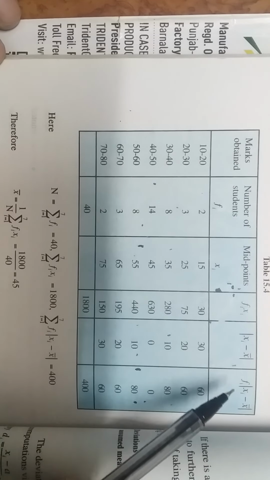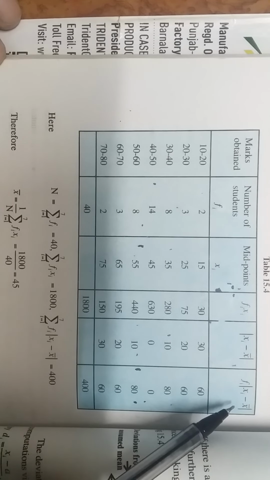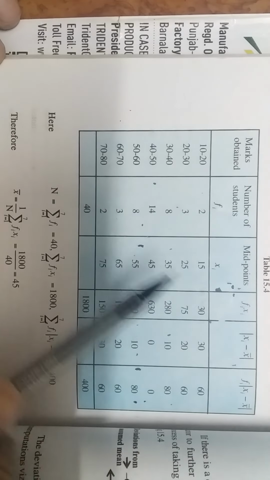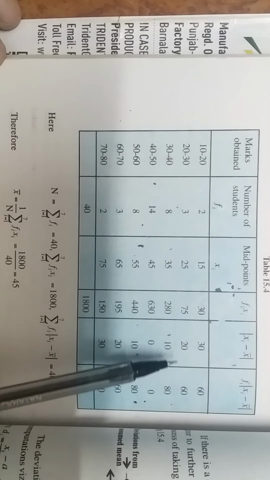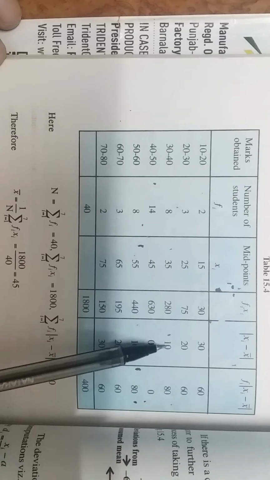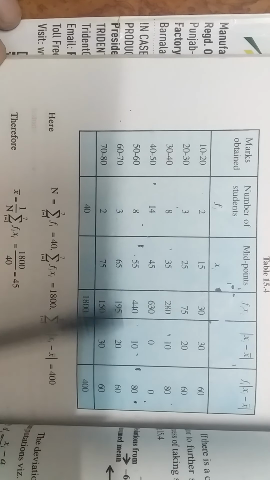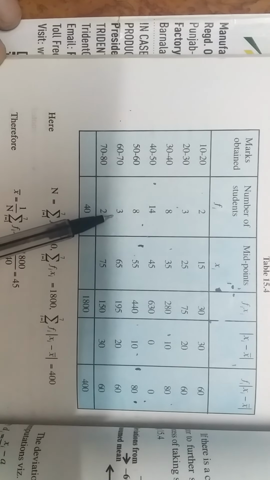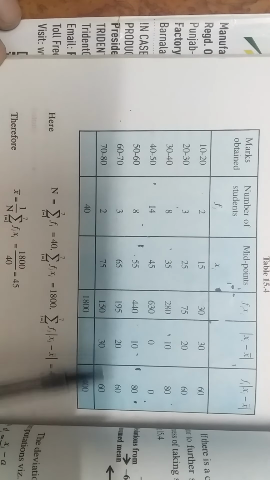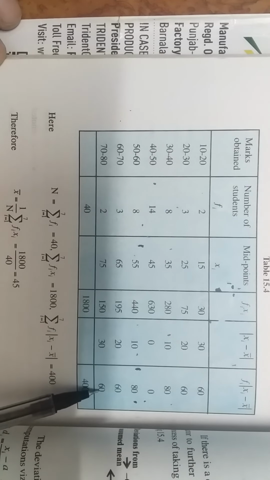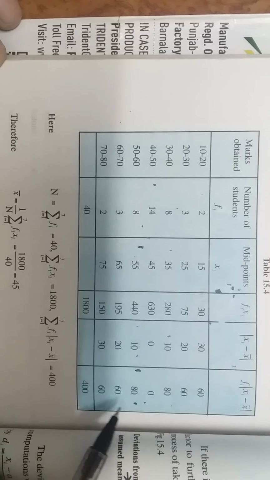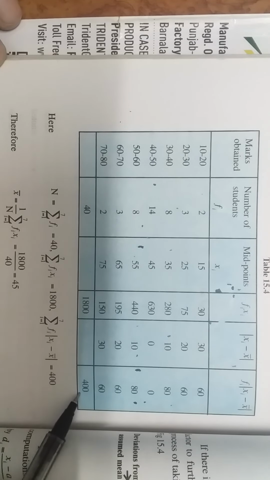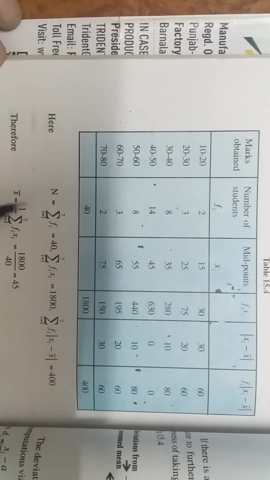Then we will calculate fi into mod of xi minus x bar. So fi is this: 2 into 30, 60, 3 into 20, 60, 8 into 10, 80, 14 into 0, 0, 8 into 10, 80, 3 into 20, 60, 2 into 30 again 60. So we calculate the sigma fi mod of xi minus x bar. We took the sum of all this. This will be 400. So what is our mean deviation? 400 by 40.